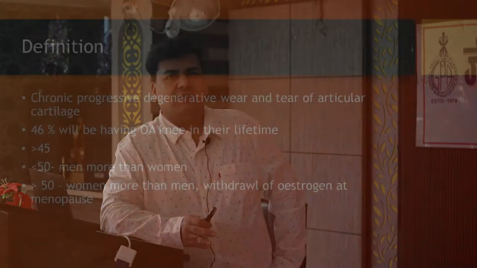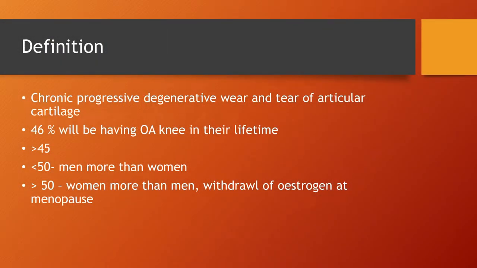It is such a common problem. Usually it's prevalent in people more than 45 years of age, when the cartilage starts to tear out. In ages of less than 50 years, men are more involved than females. But in cases when osteoarthritis starts after 50 years, females are more involved than men, and it may be because of the withdrawal of estrogen by menopause. That can be a triggering factor.